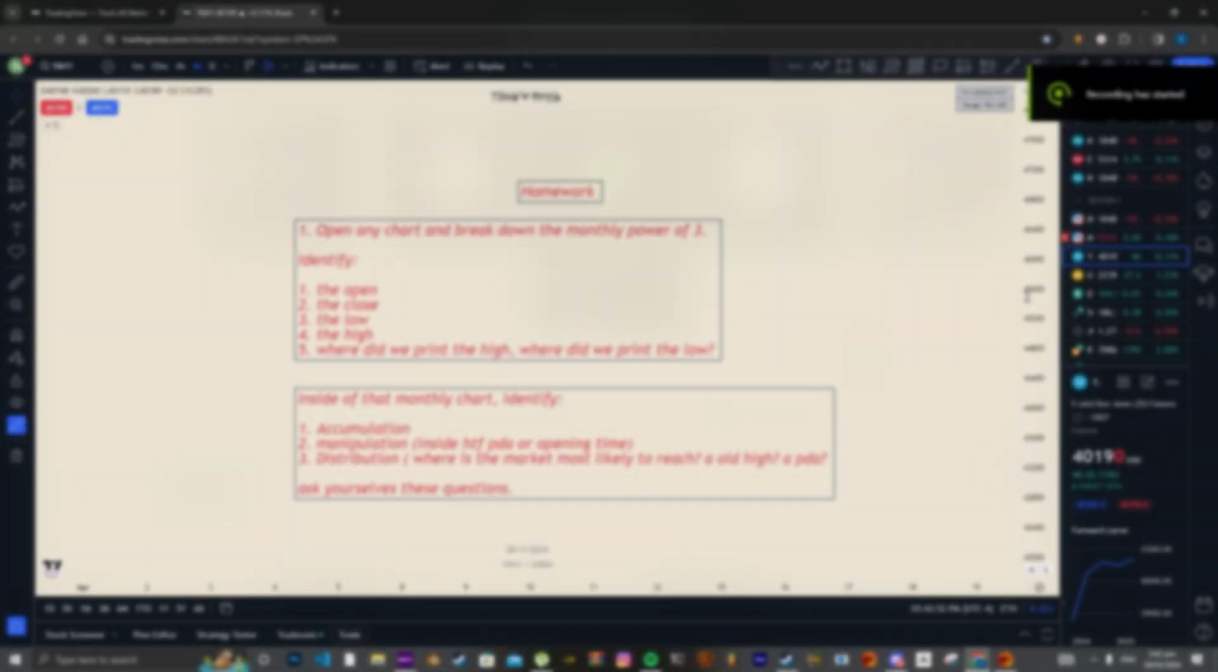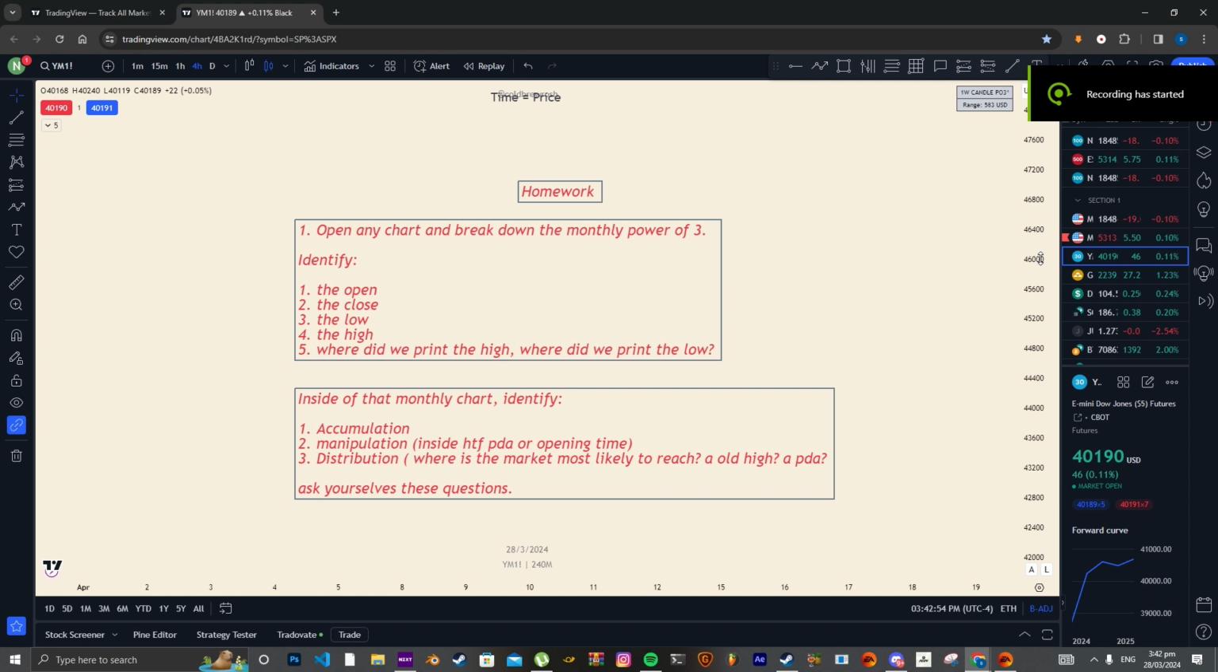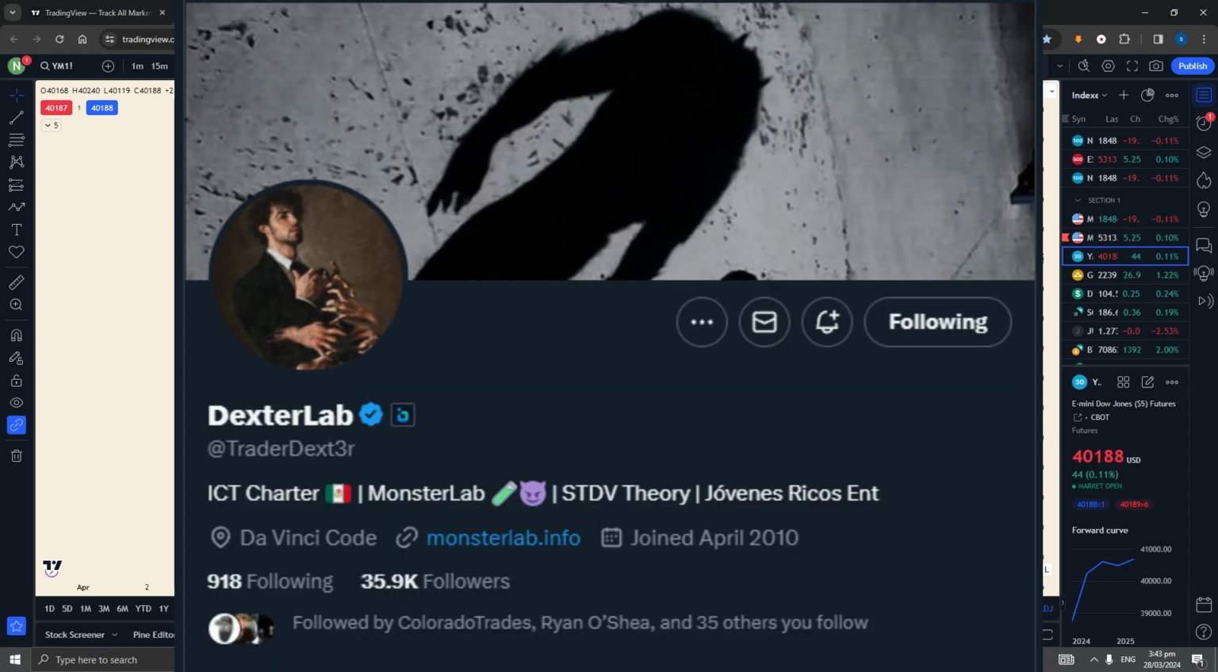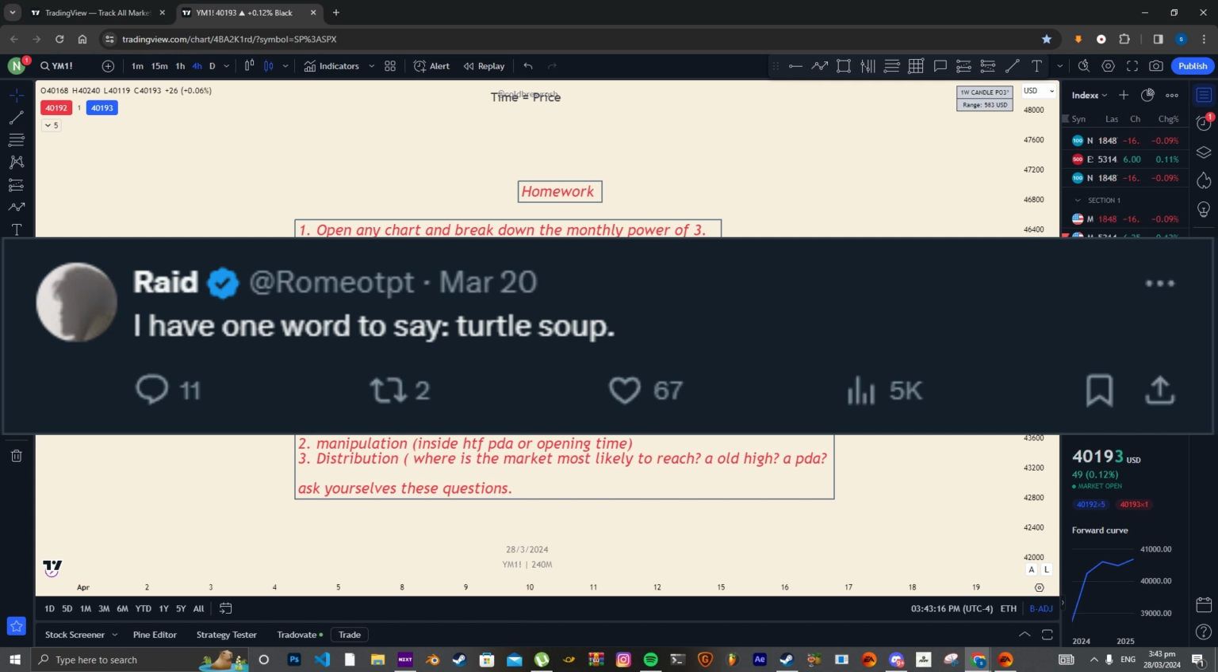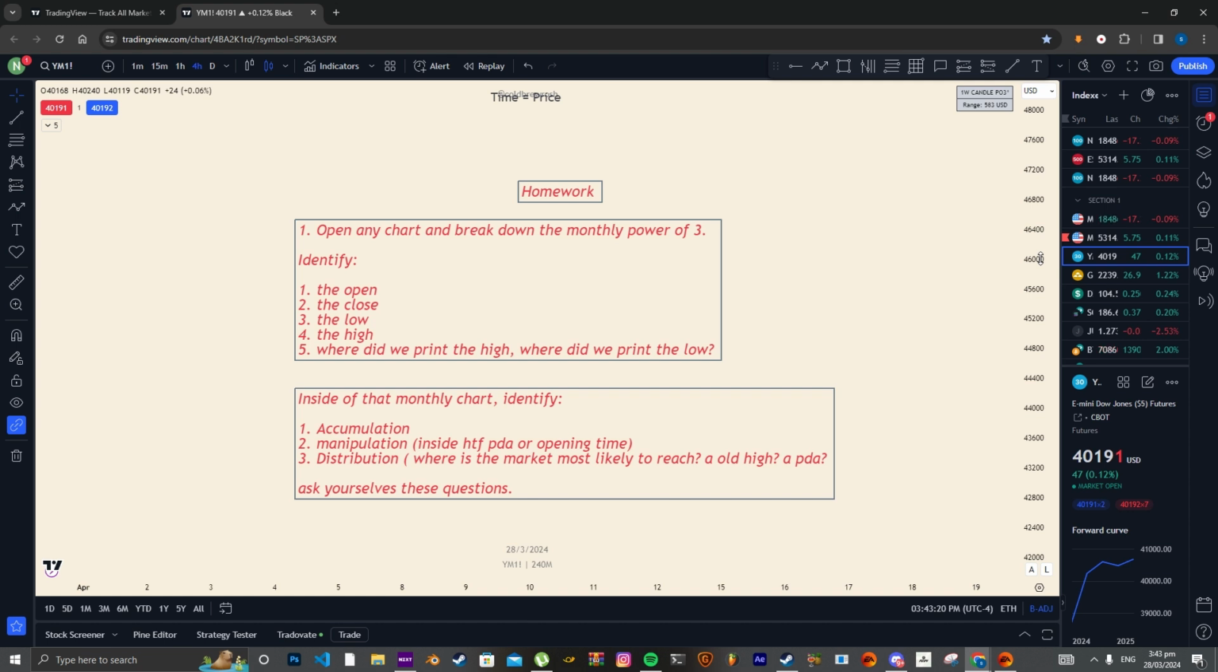All right, and for your homework, something that's helped me a lot when learning power of 3 from other people. I learned power of 3 through ICT initially, but I didn't get a deeper understanding of it until I learned about Trader Dexter, who's someone on Twitter. I'll plug him real quick, his name will be on the screen. And then also the Power of 3 Trader, and I also learned it from RomeoTPT. A lot of you guys might know who Romeo is because he's pretty big in the ICT space.